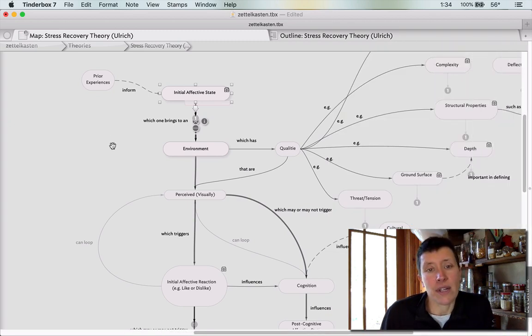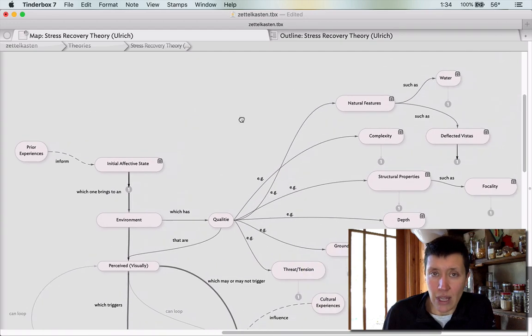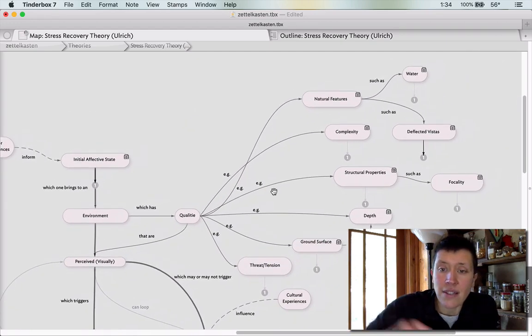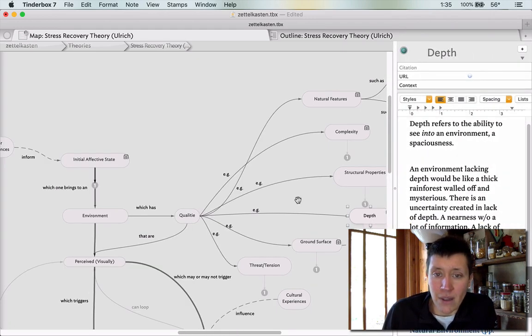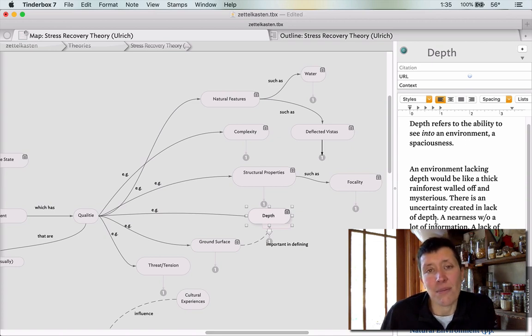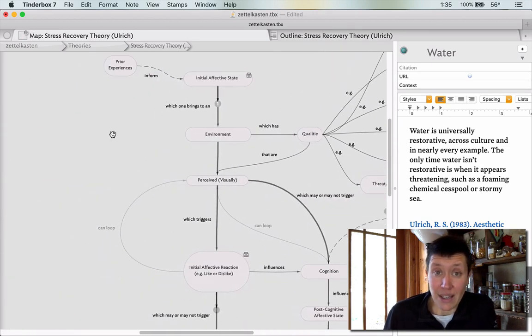So you move from the initial affective state into an environment, and that environment has qualities that are perceived visually. This theory is highly reliant on visual perception. These qualities are all these things right here. And if I want to understand, for example, what depth means to this specific theoretical framework, then I've got that answer in my zettel right there. And you'll see here that water that we clicked on before is associated in this case with the natural features of an environment that are restorative according to this theory.